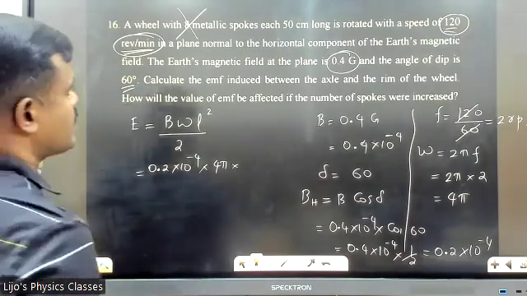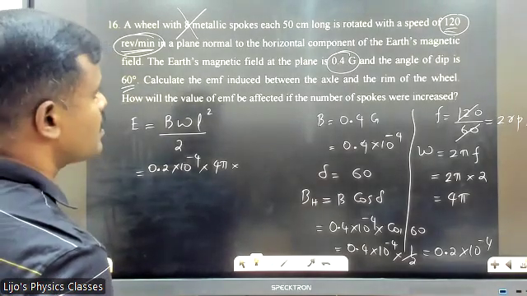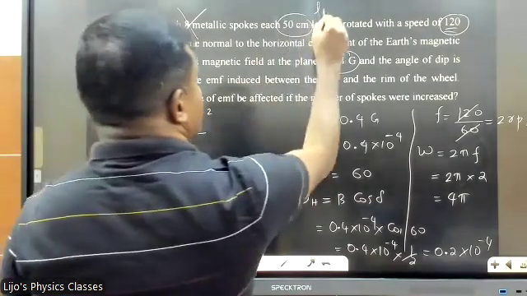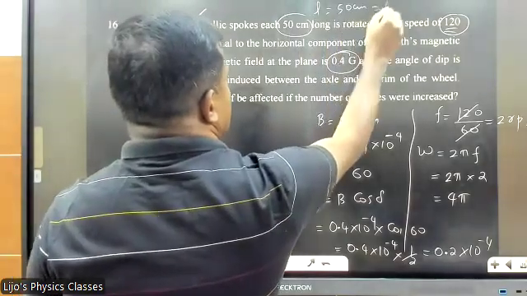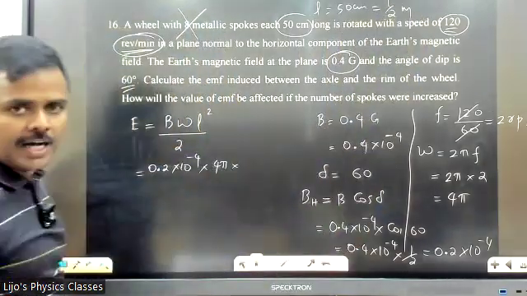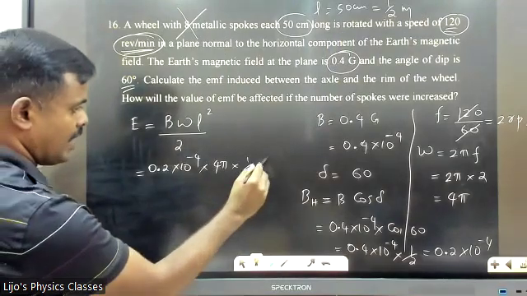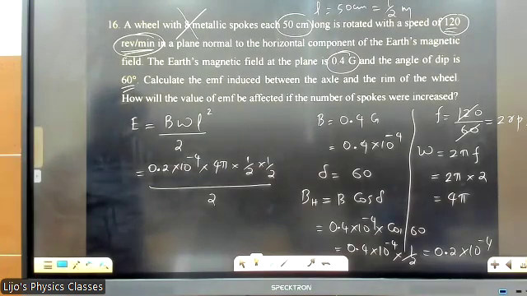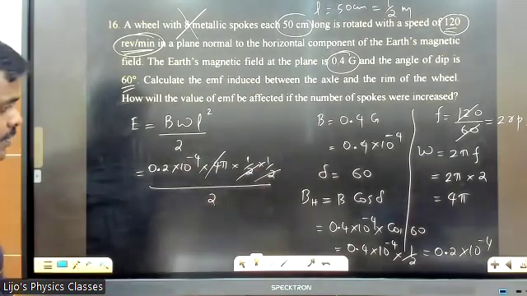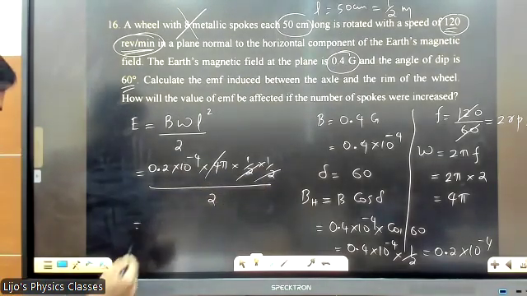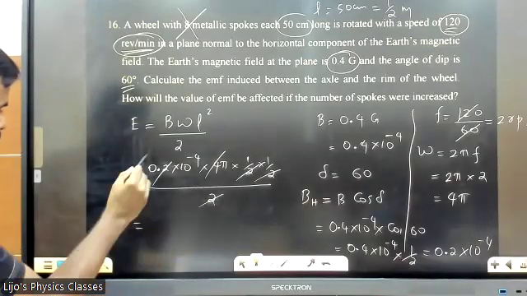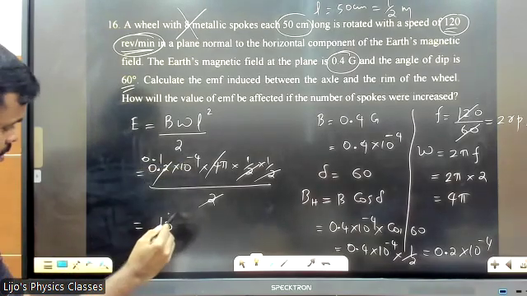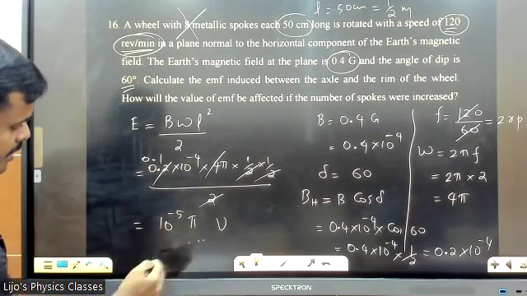Length of the conductor, is that given? Where is it? 50 centimeter. Length of the conductor is 50 centimeters, which is actually half meter. So half into half divided by 2. 2 and 2 are cut with 4. 0.2 and 2 are cut with 0.1. 0.1 and 10 raised to minus 4. 10 raised to minus 5 pi volts.